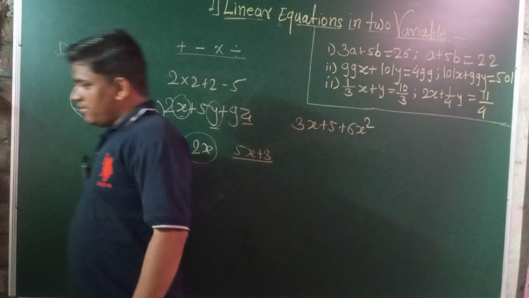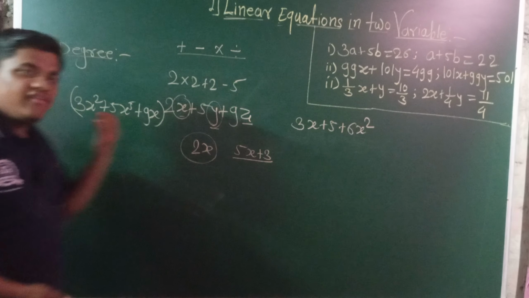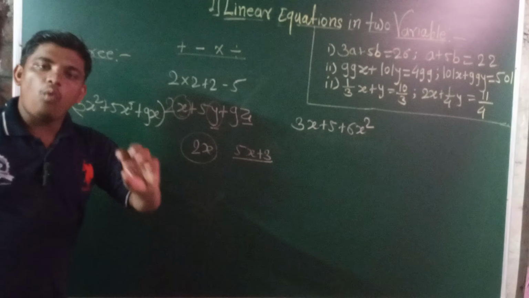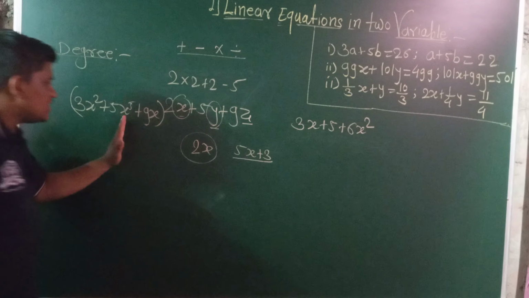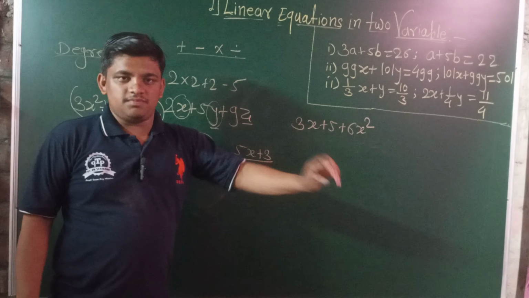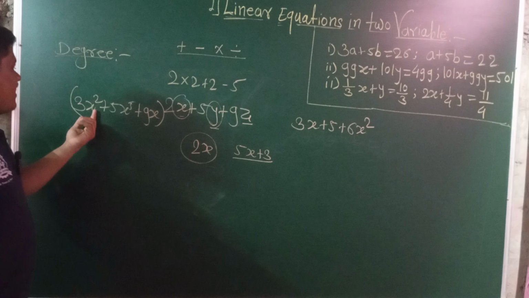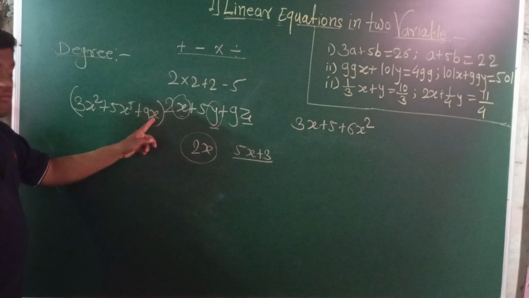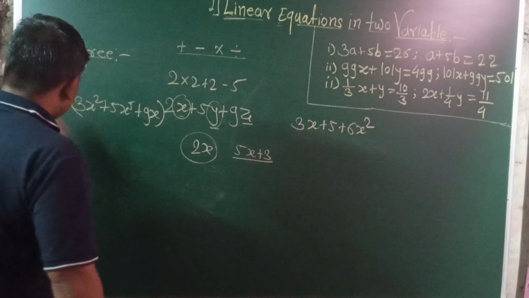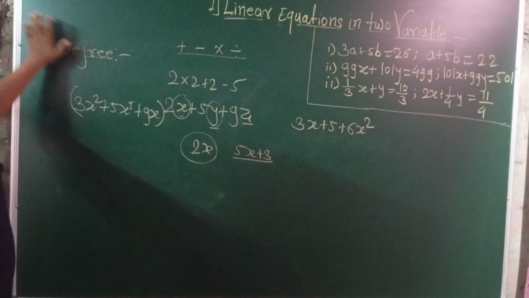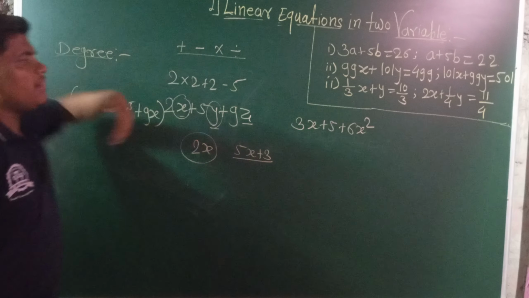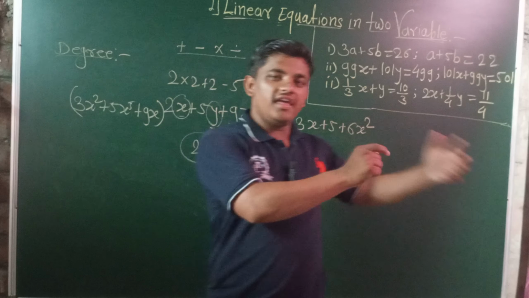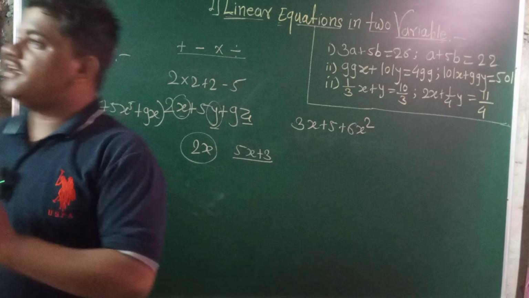These are some variables. The constant number attached to a variable is known as the coefficient. 3, 5 and 9 are the coefficients of x square, x raised to 5 and x respectively. That means the coefficient of x square is 3, the coefficient of x raised to 5 is 5, and the coefficient of variable x is 9. Then what is the degree? Definition and meaning of the degree: the highest power or highest index of the variables in a whole equation is called the degree.